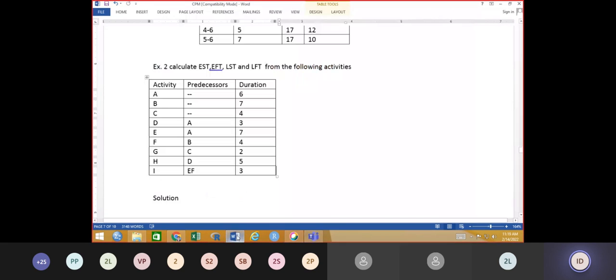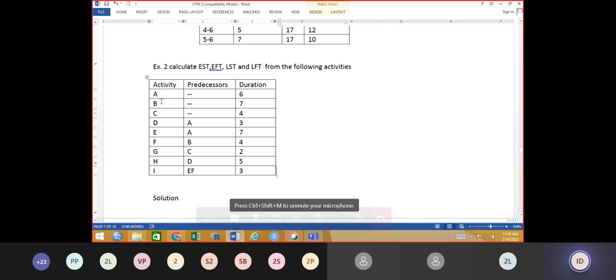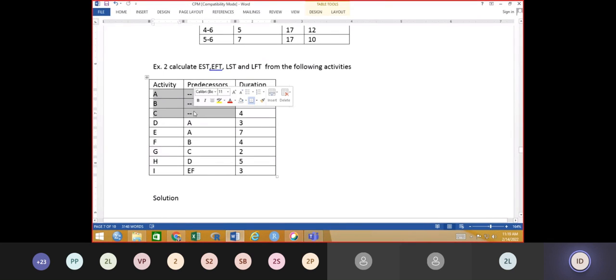Now you draw the network diagram. Come on, fast. Draw the network diagram. A, B, C. Now here there are no predecessor activities. It means that A, B, C are the parallel activities, the starting activities, right? Parallelly starting activities.